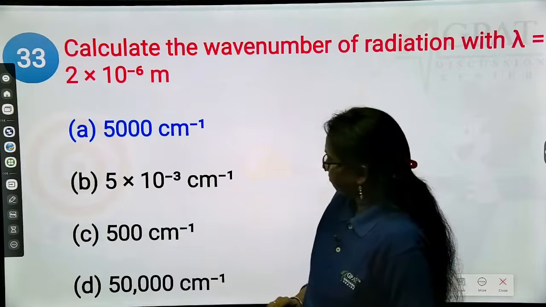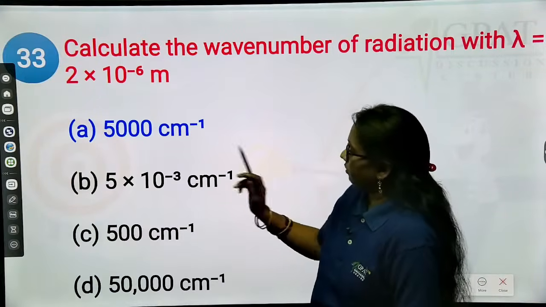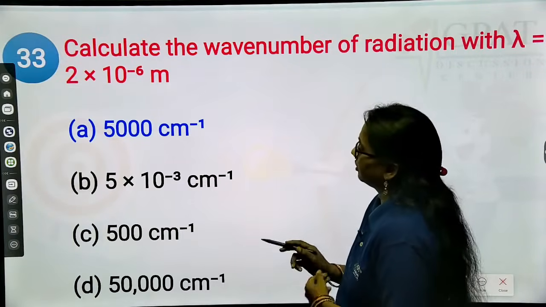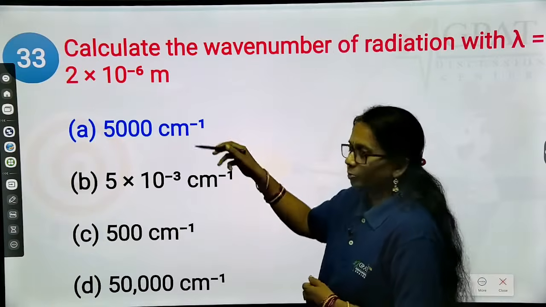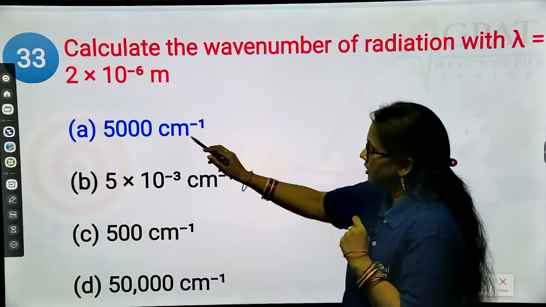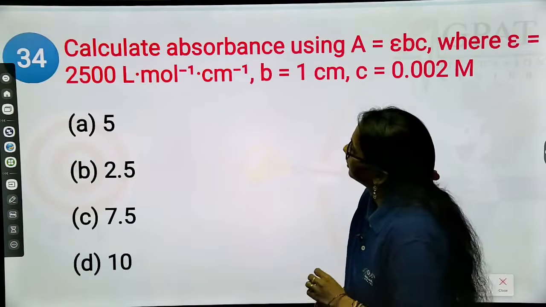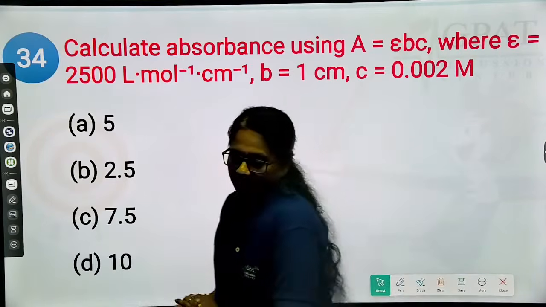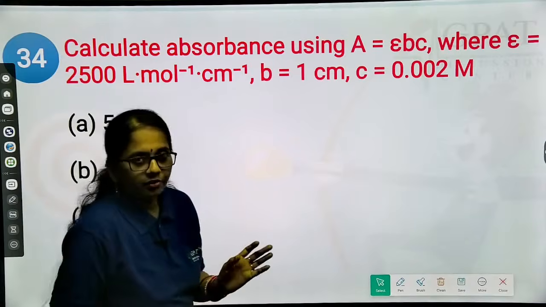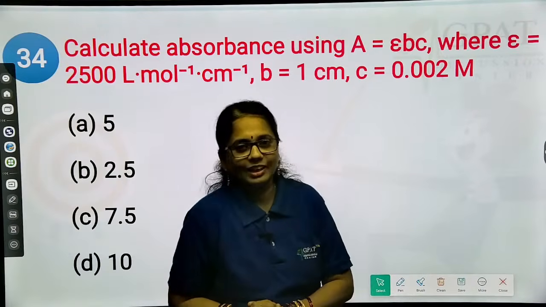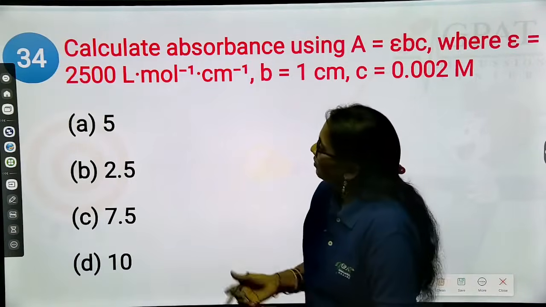Yeah, they have given 500, 50,000, 5 into 10 to the power of minus 3. So, in these two you may get confused, but this is the right option. Next, calculate. Oh, one more calculation. So many of you have vexed up, right, for these calculations.